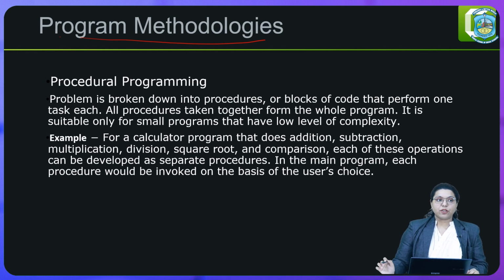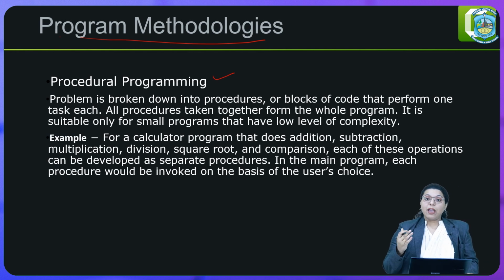What are programming methodologies? Programming methodologies consist of mainly two types, that is procedural programming and object oriented programming. First, we will see what procedural programming is. Procedural programming is where a problem is divided into multiple blocks or procedures to end up at a solution, right?